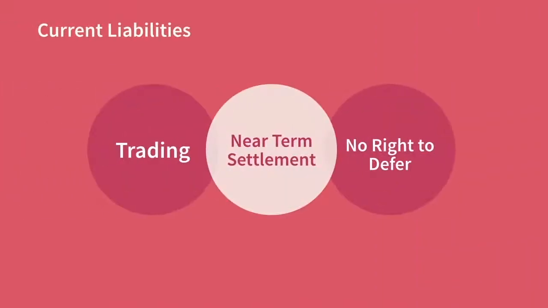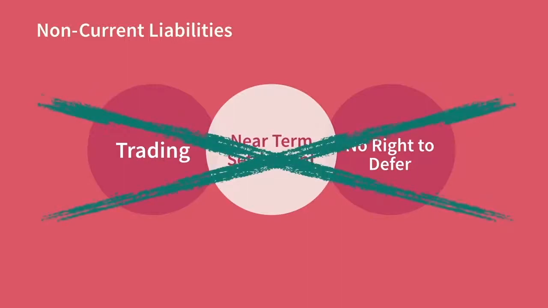The final step then is to understand that non-current liabilities, just as we saw with non-current assets, simply means that none of these characteristics applicable to the current classification apply. If any of these are in place, then we have a current liability. If not, we can classify as non-current.